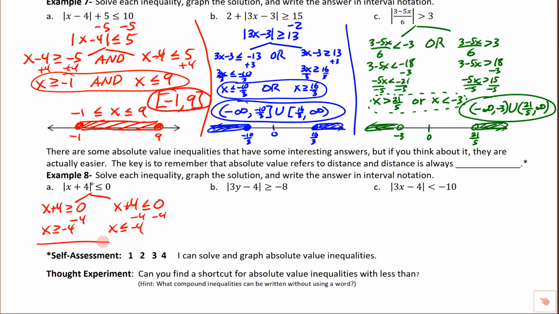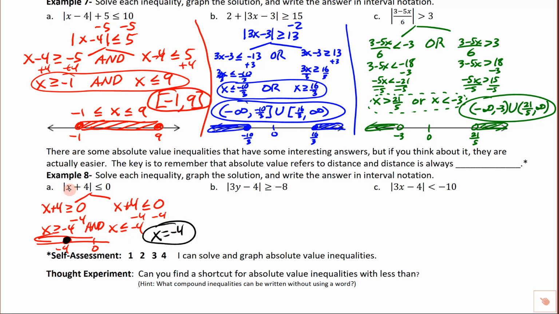So here's what we've got. And the word that connects this is an "and." So here's 0 and here's negative 4. What we're saying is these answers say it's greater than or equal to negative 4, and these answers say it's less than or equal to negative 4, so shading that way. So it has to have both types of shading. The only place where it has both types of shading is right here. So the answer on this one is x equals negative 4.